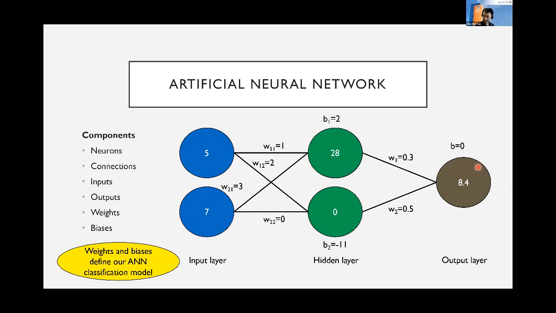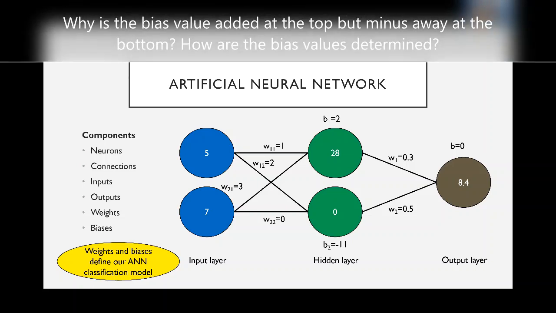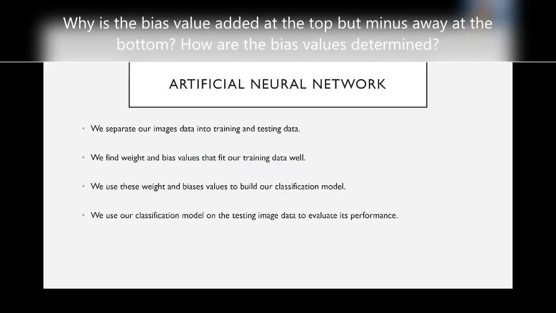Okay, but let's see. We have a question over here, which let me just share with everybody, so that I can read it as well. Why is the bias value added at the top but minus away at the bottom? And that's probably related to the second question: how are the bias values determined? In fact, the question can be more broadly put as: how are these weights and bias values actually determined? And that is what we're going to go into next. So let me very quickly run through that since we're already on it.